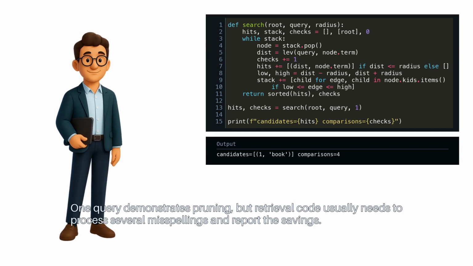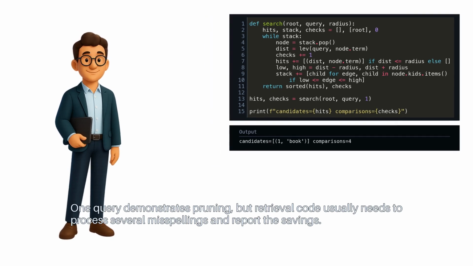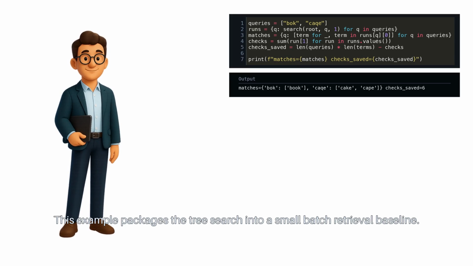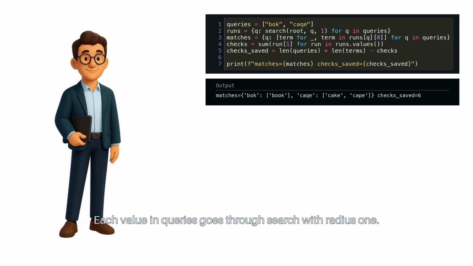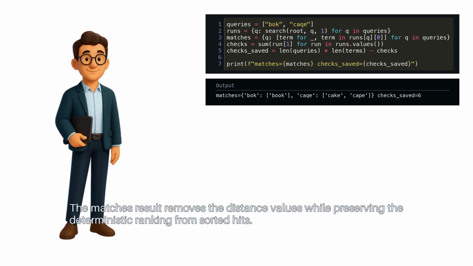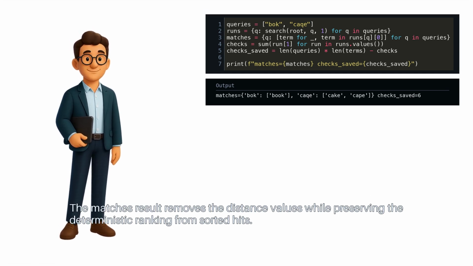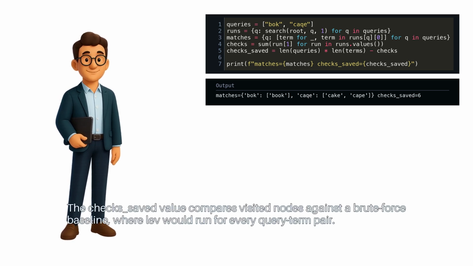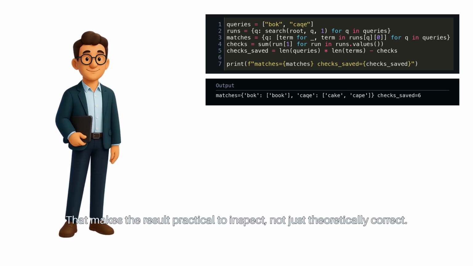One query demonstrates pruning, but retrieval code usually needs to process several misspellings and report the savings. This example packages the tree search into a small batch retrieval baseline. Each value in queries goes through search with radius 1. The matches result removes the distance values while preserving the deterministic ranking from sorted hits. The check saved value compares visited nodes against a brute force baseline, where lev would run for every query term pair. That makes the result practical to inspect, not just theoretically correct.